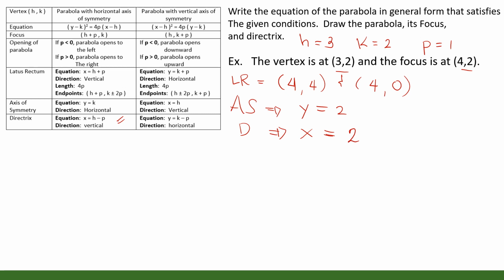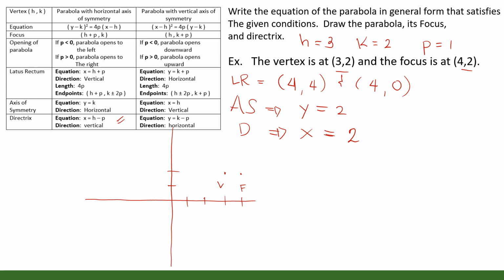Now, let us plot on the Cartesian plane for the graph. So draw a Cartesian plane. Okay. The vertex is at (3, 2). Let us count 1, 2, 3. And then 1, 2. So this is the point, our vertex. And then the focus is at (4, 2). So this is 4, then 2. Here is our focus point.